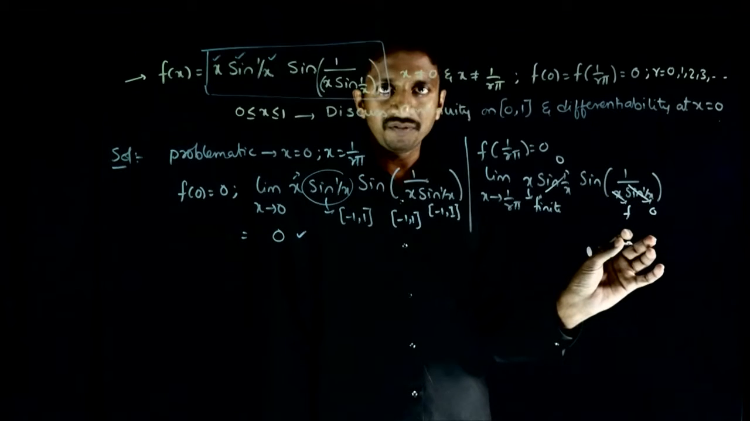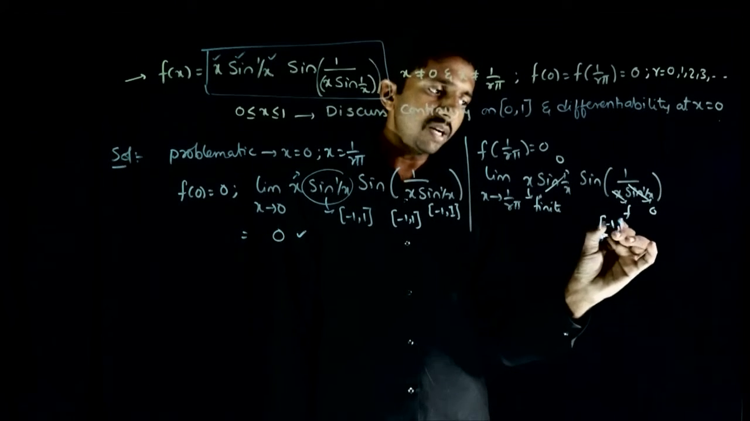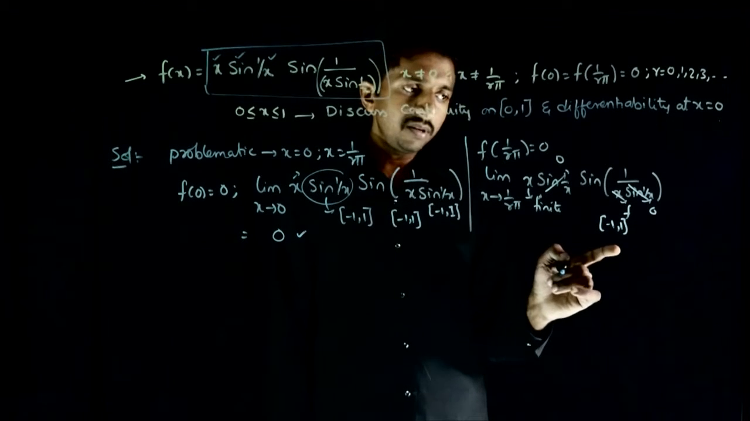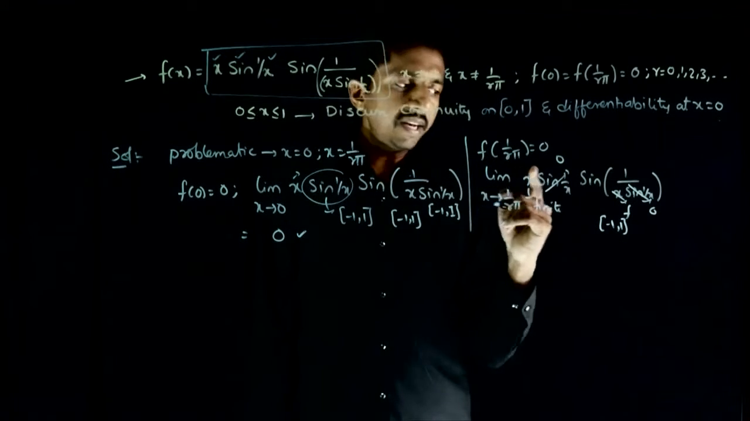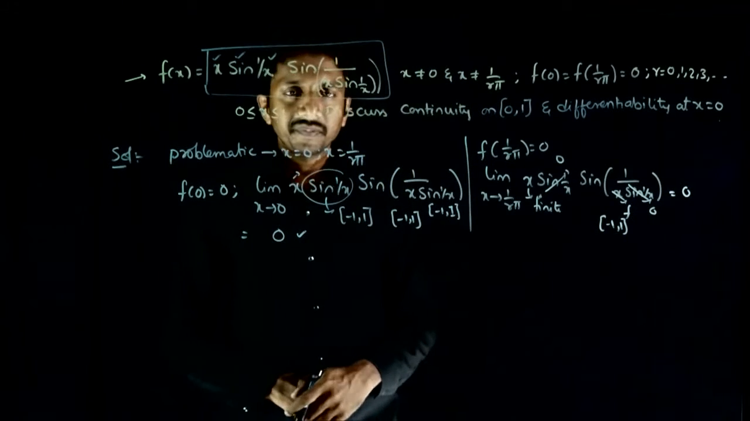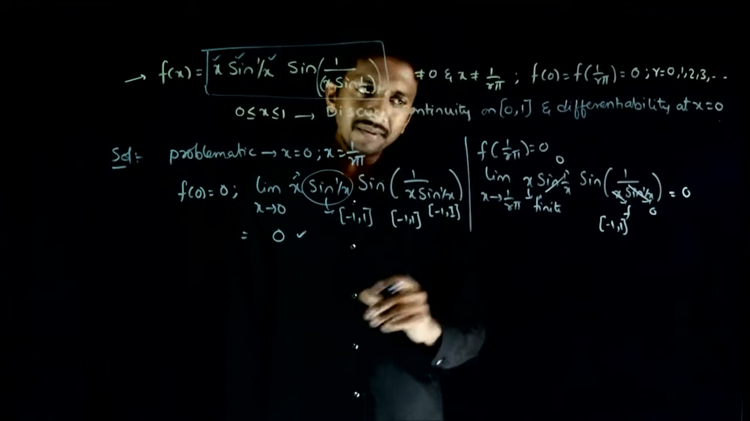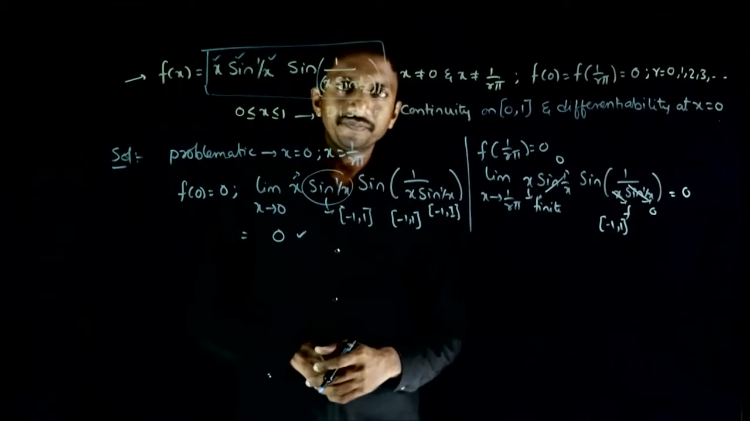1 by 0 tends to infinity. But sine infinity is some number between -1 and +1. Again a finite number. So 0 into finite will be 0. So f of 1 by r pi, the functional value, is 0. The value of the limit is also 0.